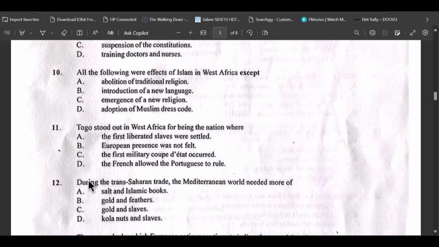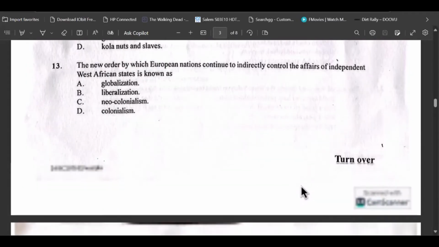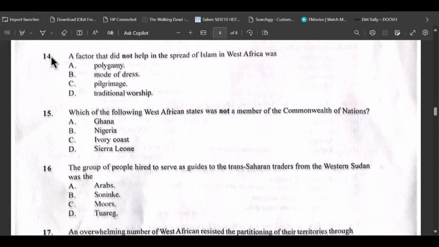12, during the trans-Saharan trade, the Mediterranean world needed more of. 13, the New World Order, by which European nations continued to indirectly control the affairs of independent West African states, is known as. 14, a factor that did not help in the spread of Islam in West Africa was. 15, which of the following West African state was not a member of the Commonwealth of Nations?